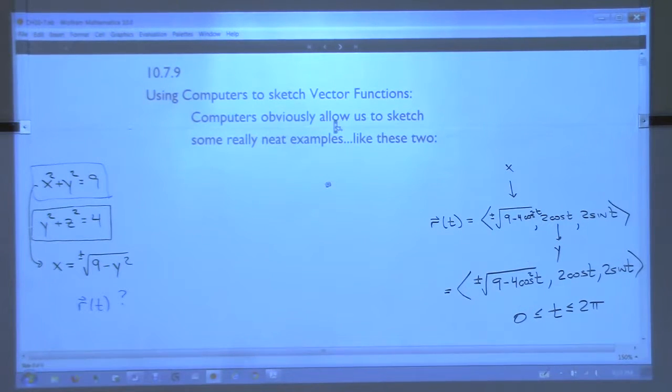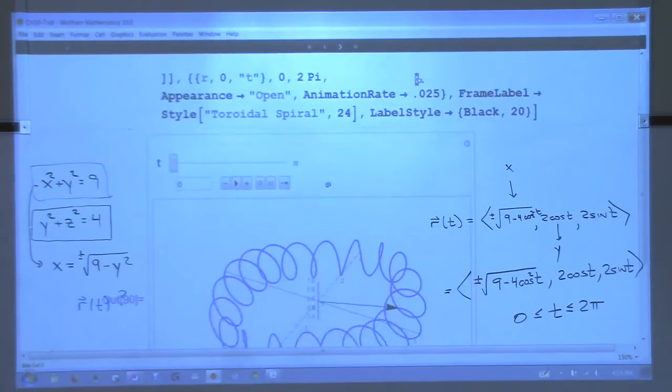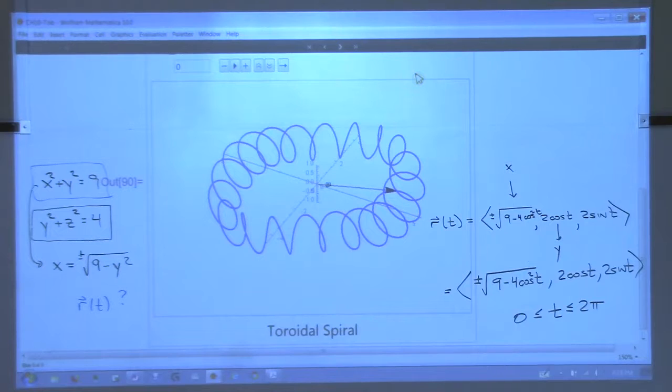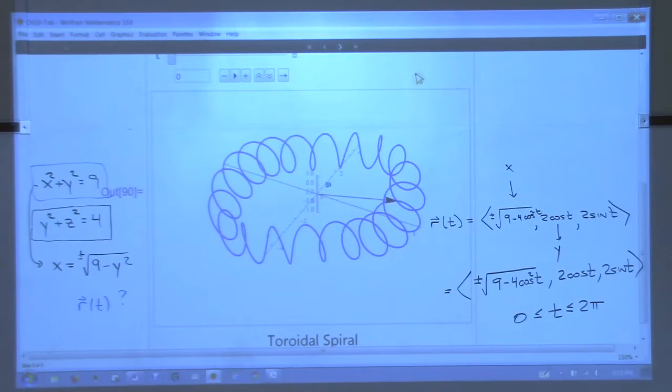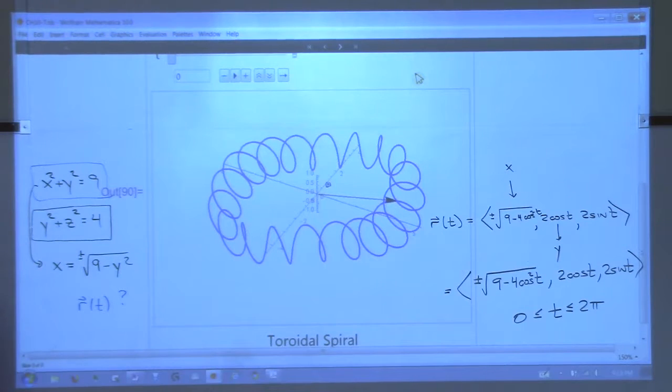Now, when it comes to vector valued functions, computers are pretty useful. Here we're just going to take a look at some kind of weird ones. This one's called a toroidal spiral. Y'all know what a torus is? You ever heard of a torus before? It's basically a donut. A torus is a donut.